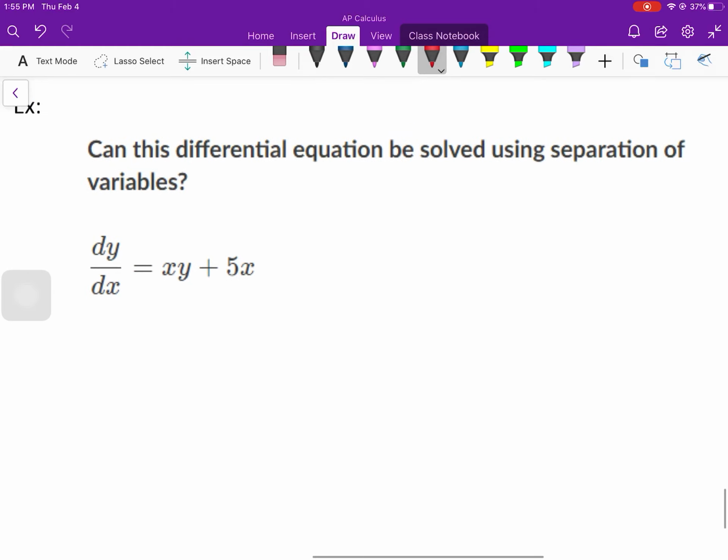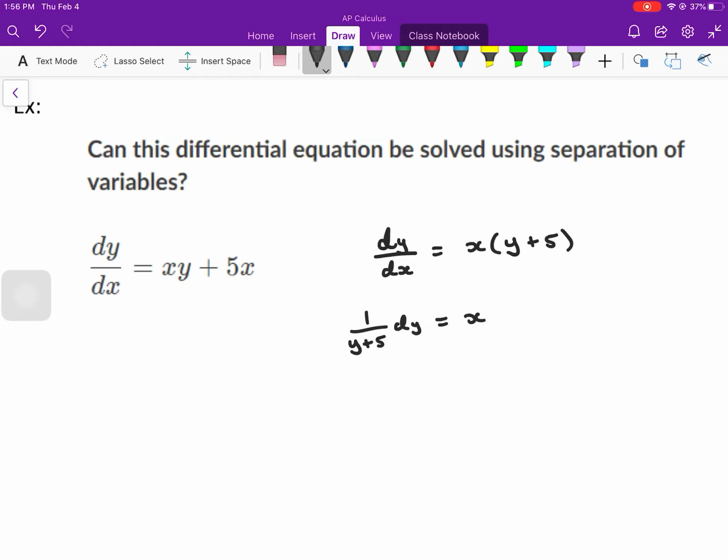All right. What about this one? Looks a little different. It's not like we can factor y out, but check it out. You can still factor x out, and I think we'd be able to divide. And there you are. You can divide that over. It'll be 1 over y plus 5. It'll take a little u substitution there, but it'll work. And then you can integrate.